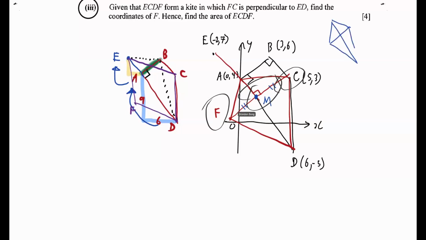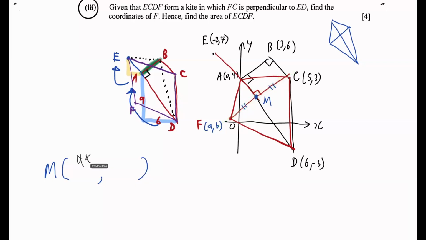So how about we let the unknown F be known as (a, b). When you don't know what it is, just call it F (a, b). Then how do we find the midpoint now? Remember the formula? It's (a plus 5) over 2, and then (b plus 3) over 2. Very good.